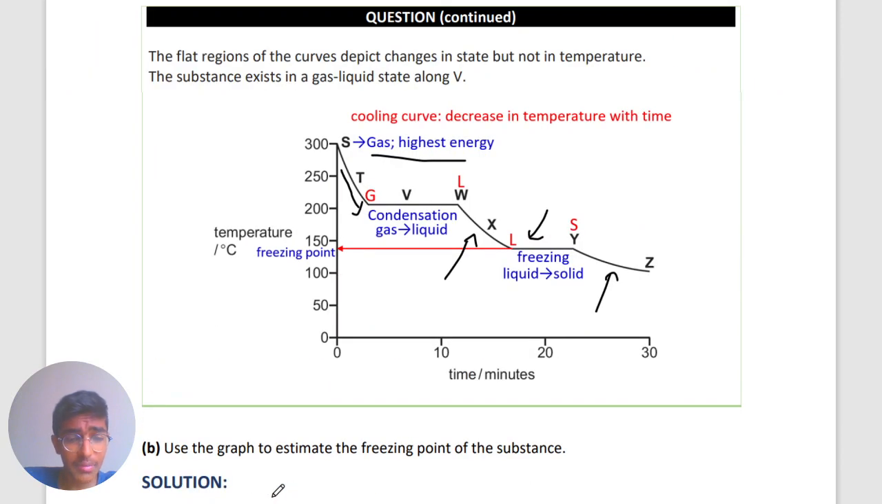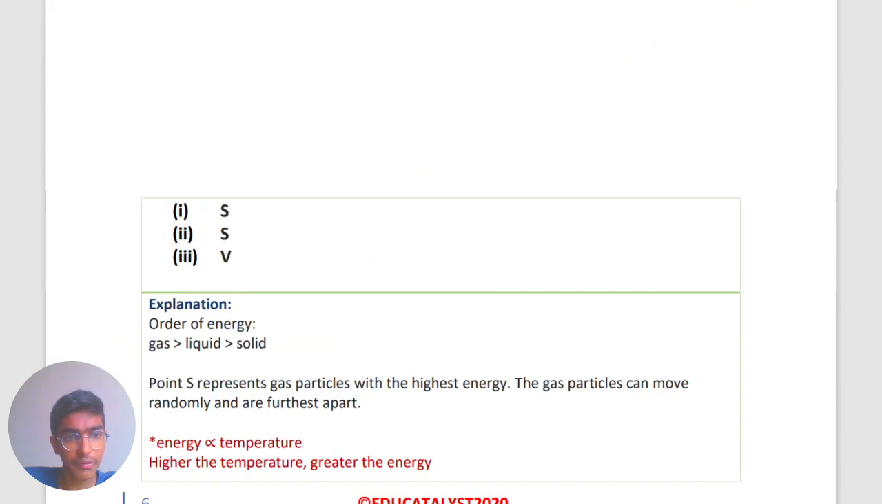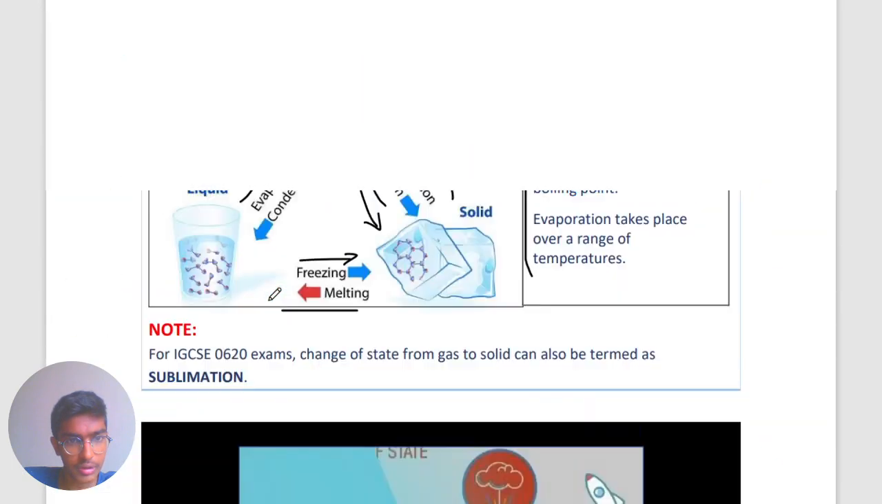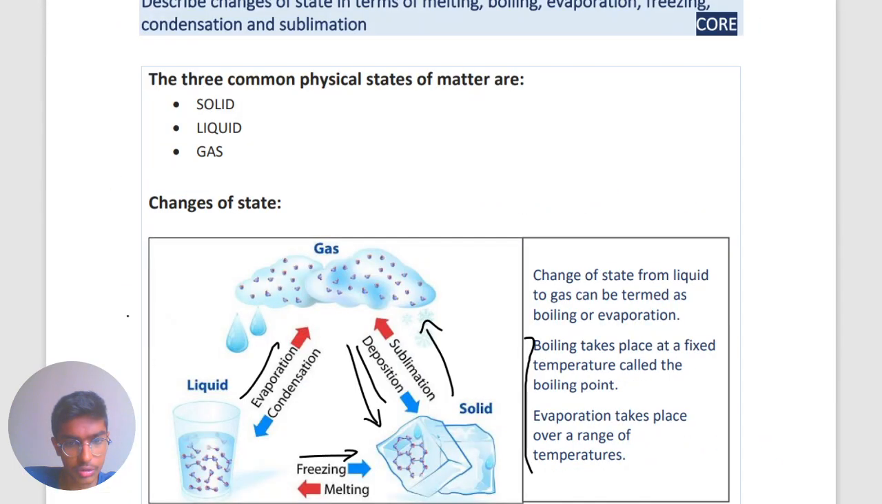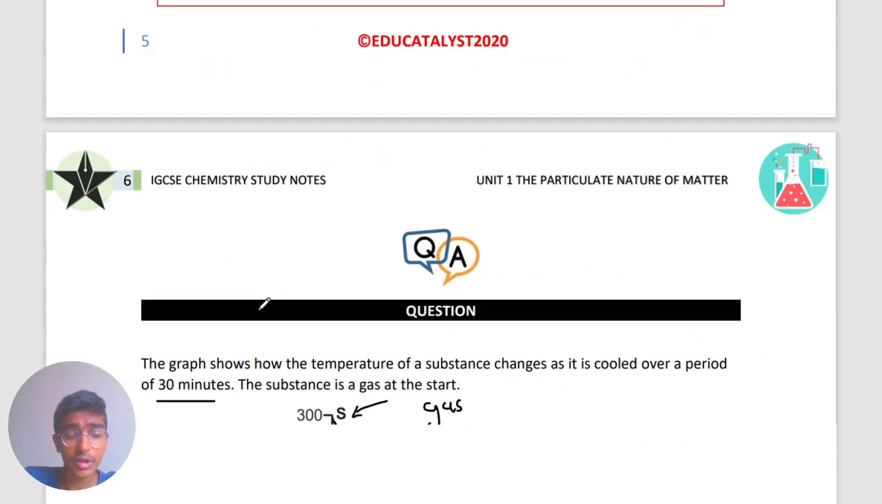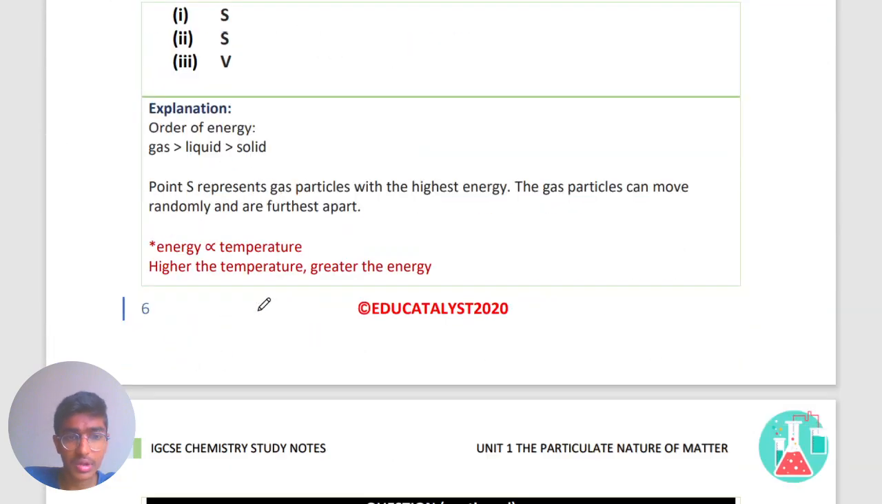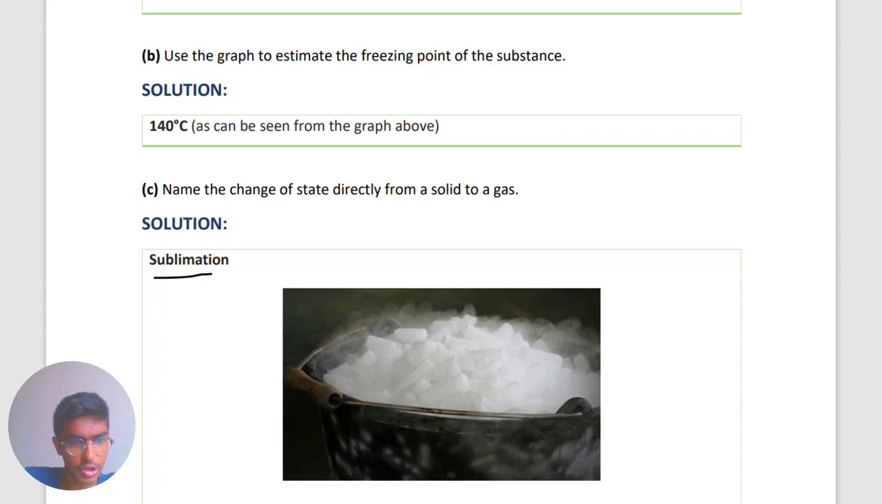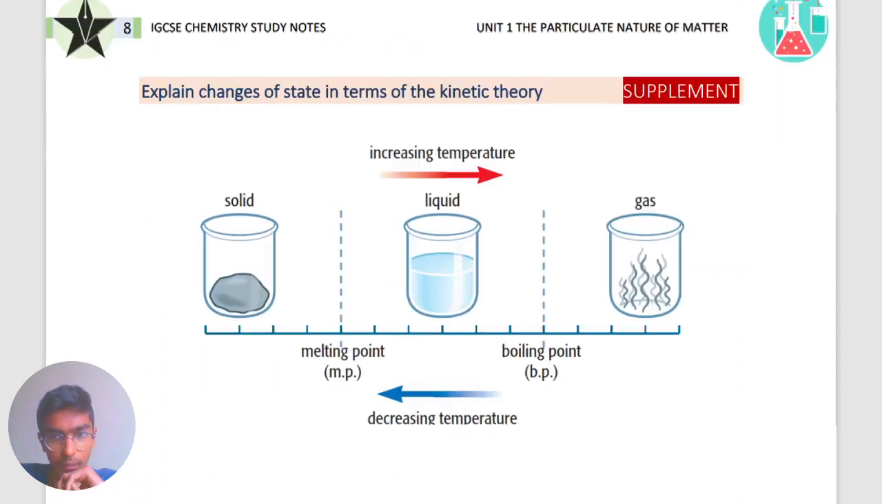It then says name the change in state from a solid to a gas, and we have looked at it before also. It was telling us here that from a solid to a gas is sublimation. Also, in the 0620 syllabus, gas to solid is also called sublimation. So the answer will be sublimation right here, as you can see.